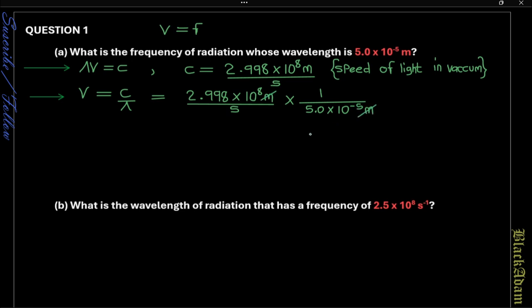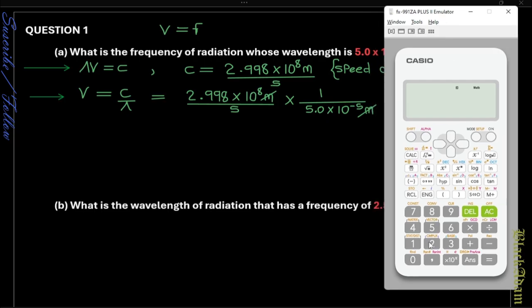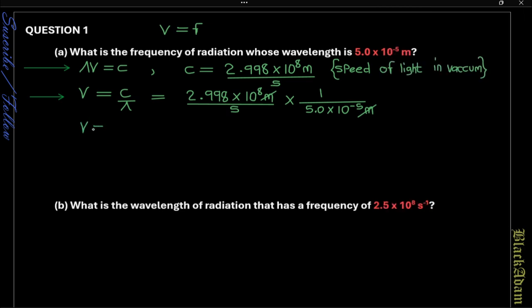So the meter cancels out, and then let's find out the value. 2.998 times 10 to the power 8 divided by 5.0 times 10 to the power negative 5 gives us 5.996 times 10 to the power 12 per second. So that's our answer. So the answer is 5.996 multiplied by 10 to the power 12 per second.